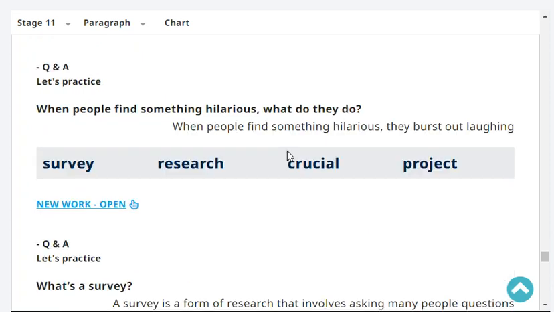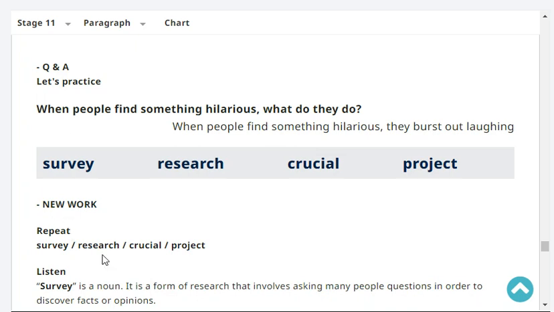Let's practice. When people find something hilarious, what do they do? When people find something hilarious, they burst out laughing. Very good.